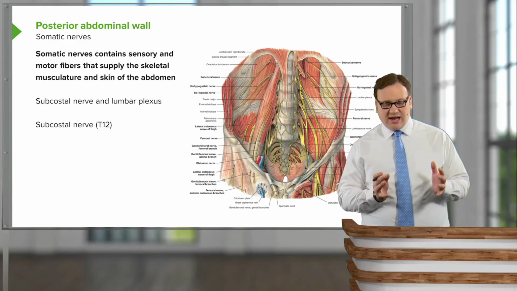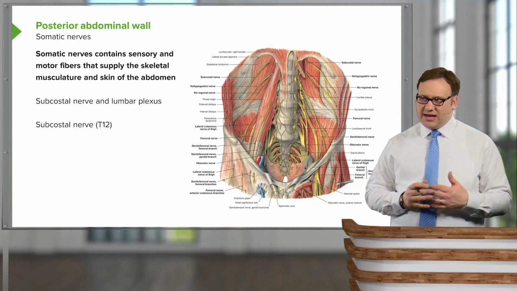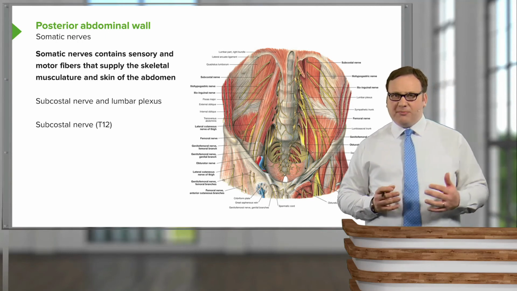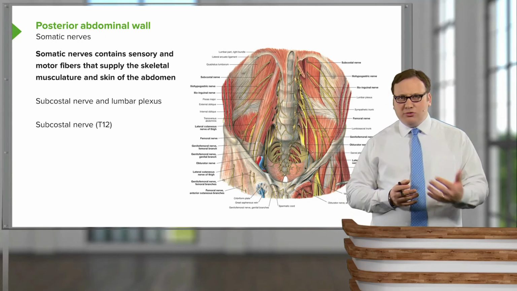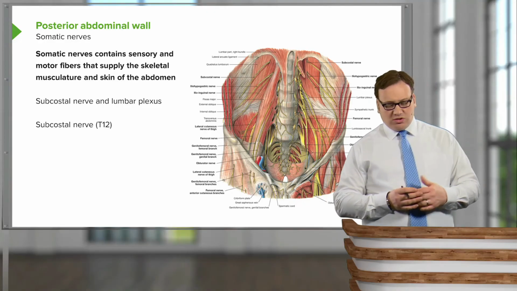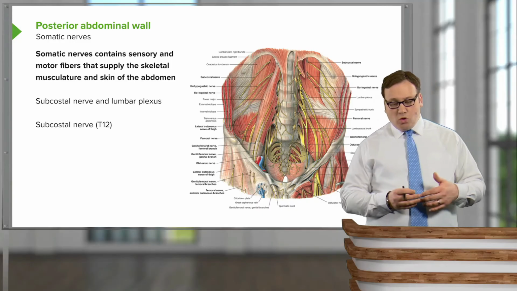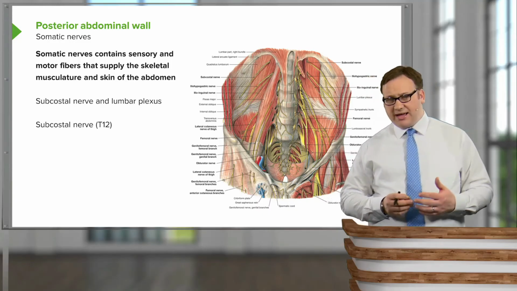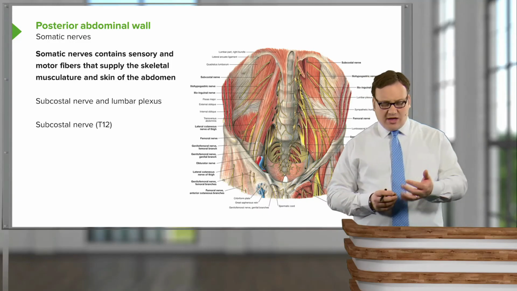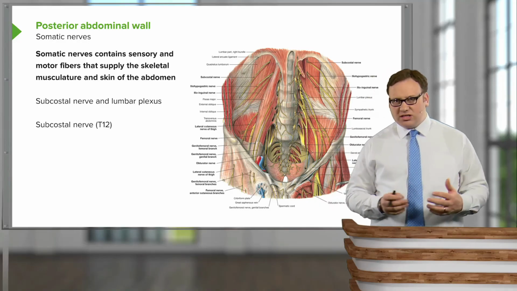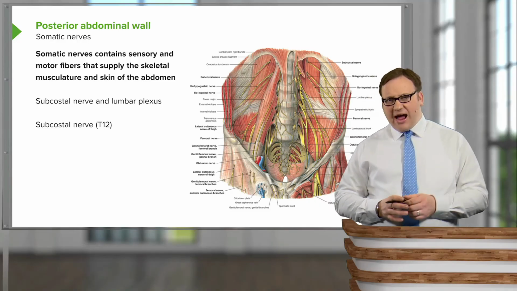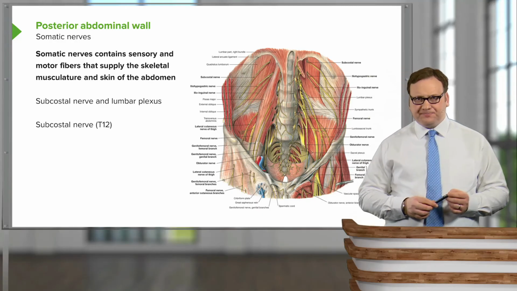So these contain sensory fibers that are taking cutaneous information back from the skin, and also motor fibers that make the muscles contract. As it's a somatic nerve that's passing to the body wall, there's also going to be some sympathetic fibers that control the hairs, that control the sweat glands, but we don't have any parasympathetic input.